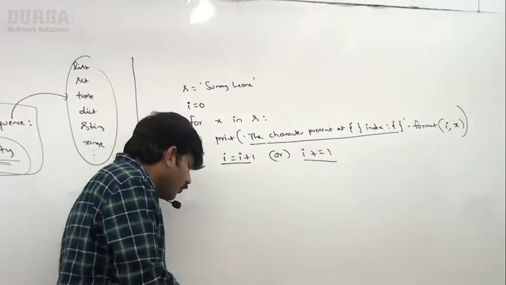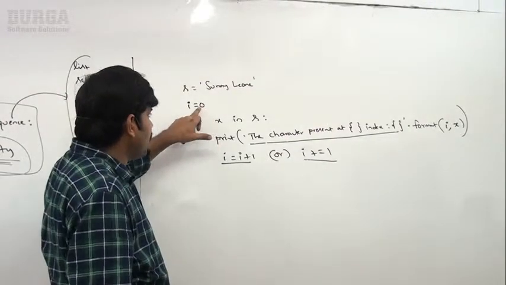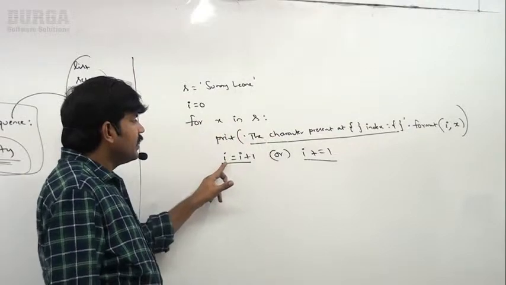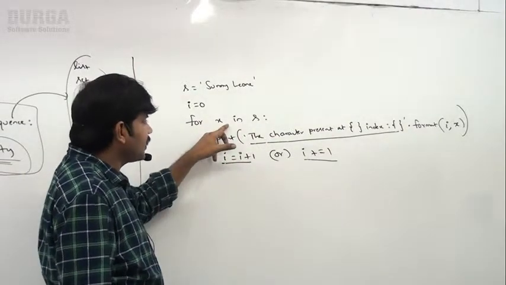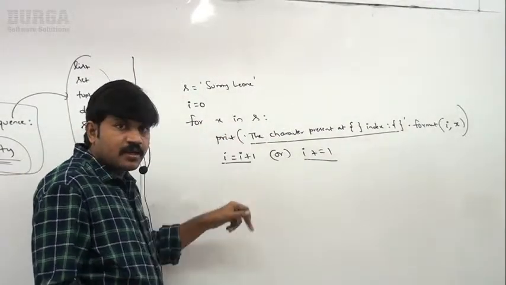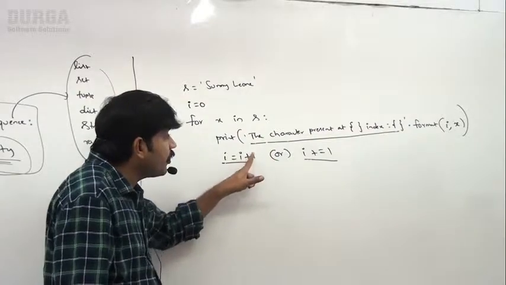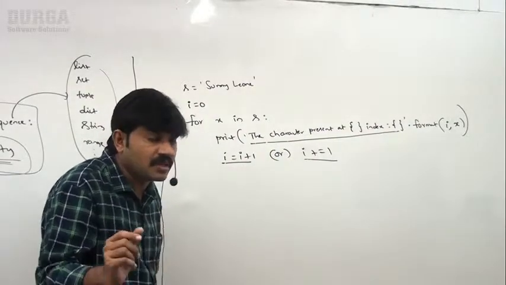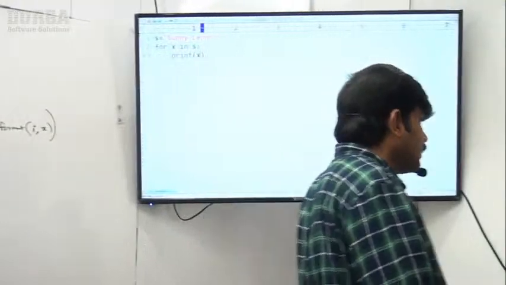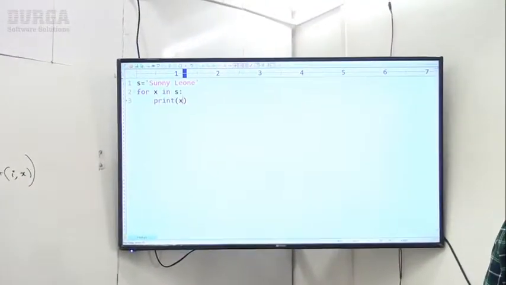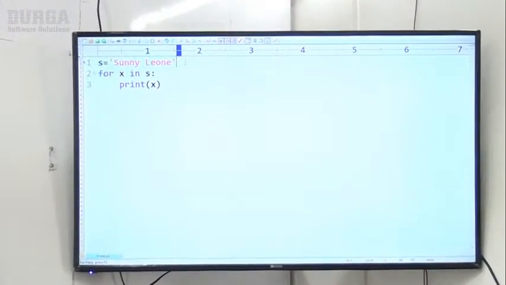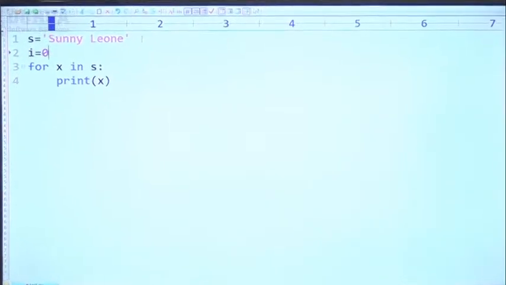Now let me execute this code. First time i is 0. Next time i value is 1. Again the next character, again the next character. For every character, the corresponding index also it is going to print. One minute, have a look once. This is s is equal to Sunny Leone, and I'm taking i is equal to 0.